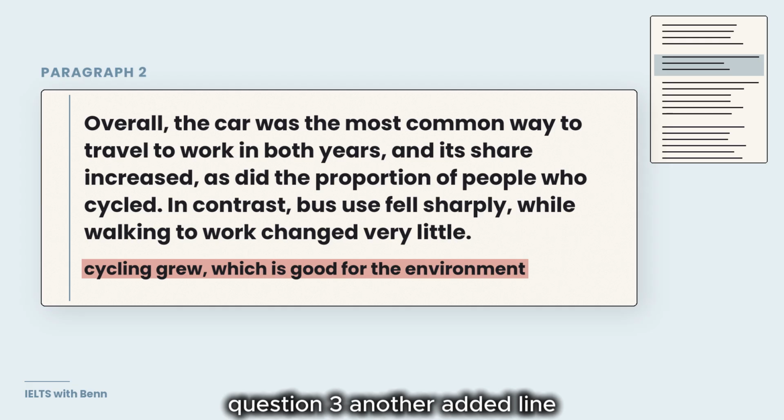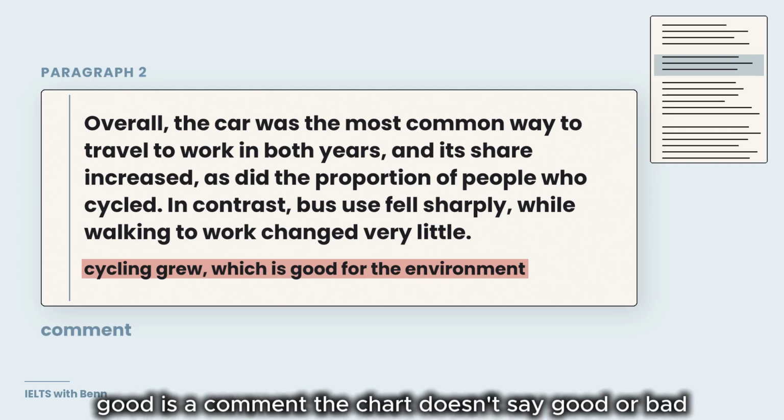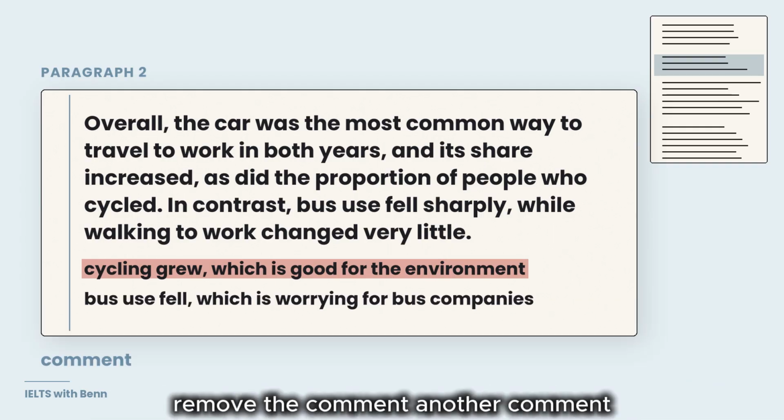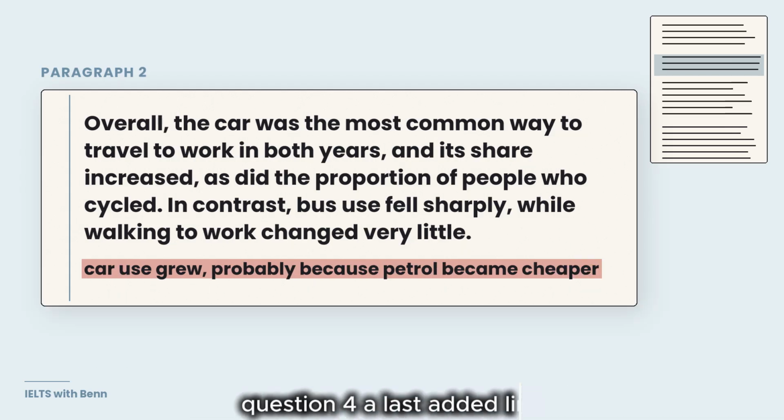Question 3. Another added line. Cycling grew, which is good for the environment. Good is a comment. The chart doesn't say good or bad. Remove the comment. Another comment. Which is worrying for bus companies. Remove that line too. Question 4.